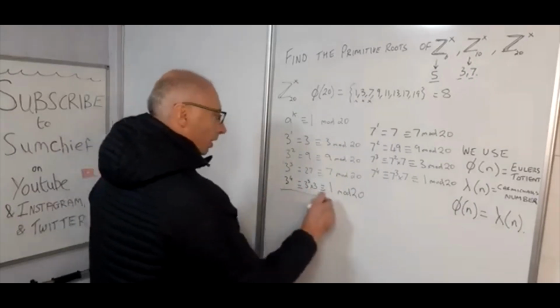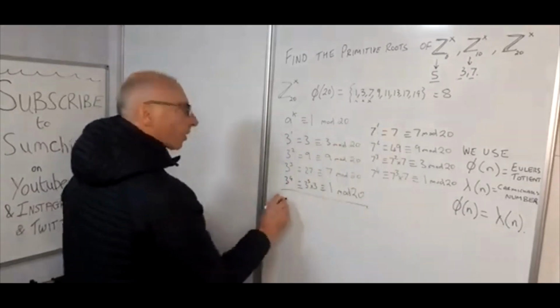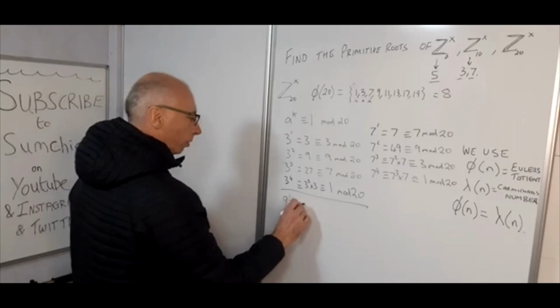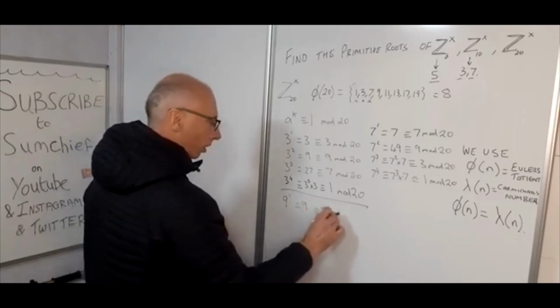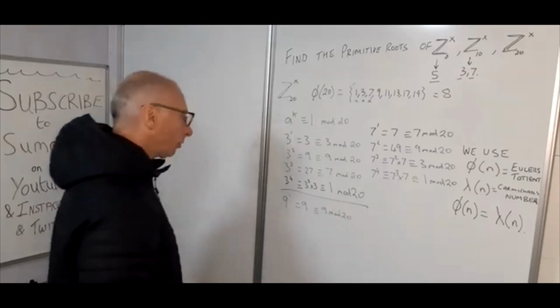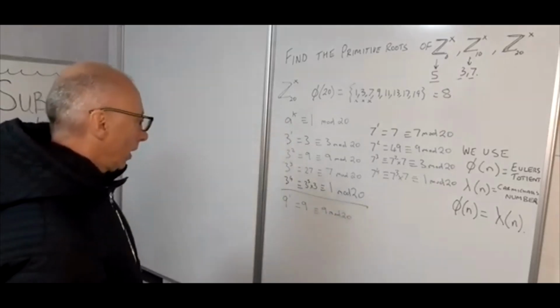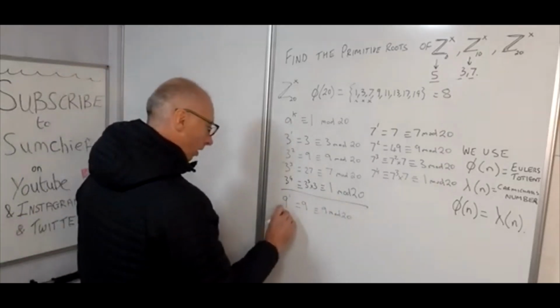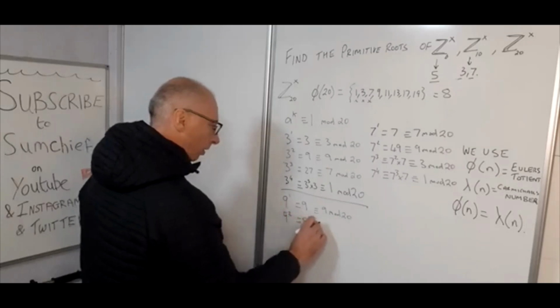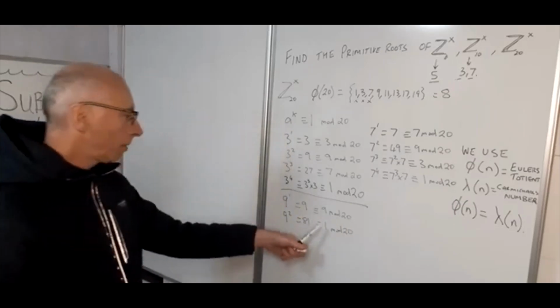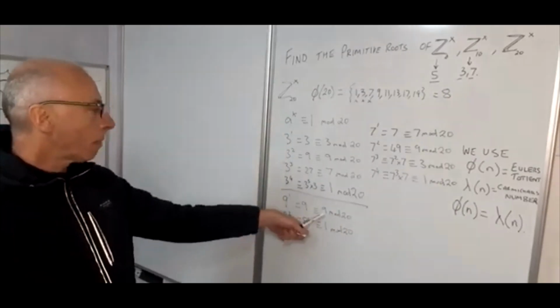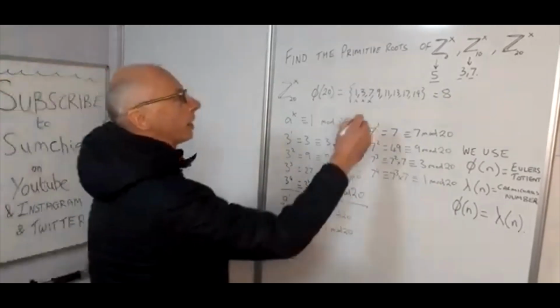Okay, let's try 9. 9 to the power of 1 equals 9, which is congruent to 9 mod 20. Okay, 9 squared equals 81, which is congruent to 1 mod 20. So again, multiplying that by 9, we're going to be back here. So 9 is not a generator.